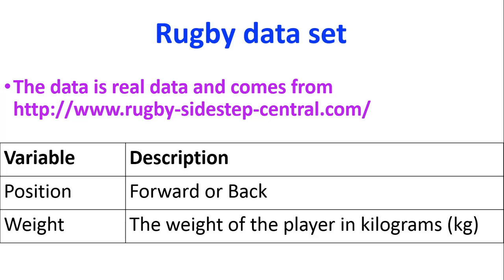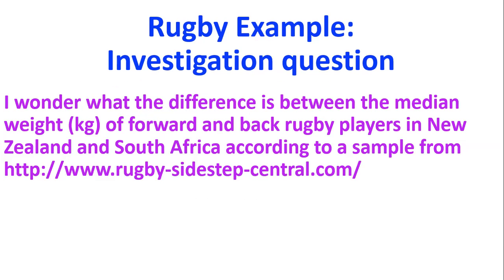Let's have a look at our rugby data set. Let's look at the example here. So this is real data, and it's taken from All Blacks and South Africans. It's looking at their weights, and so we've got a variable which is our qualitative, our group variable, which is the position, and we're going to compare forwards and backs. So players that play in a forward position or players that play in the back position. And we're going to look at the weight in kilograms of that player. So that's what we're doing.